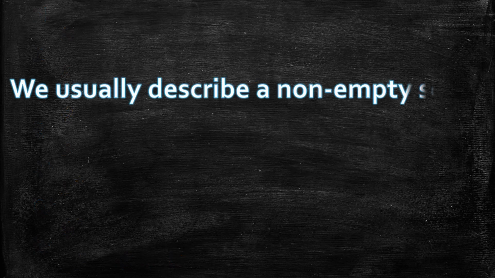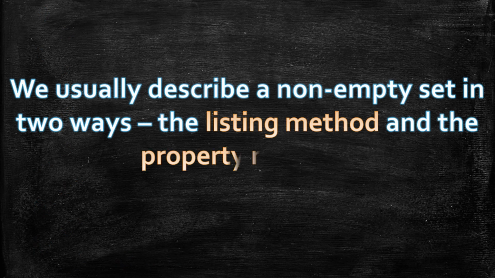We usually describe a non-empty set in two ways: the listing method and the property method. Remember one thing: a set which has at least one element is called a non-empty set. Here, the listing method can also be called the tabular method or roster method. Different books consider different names for the same method. Similarly, the property method can be called the set builder method.